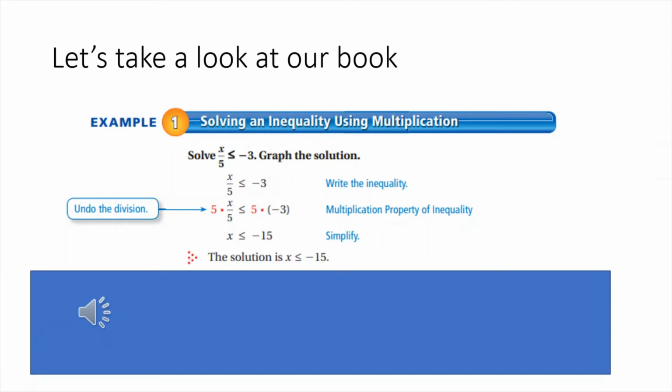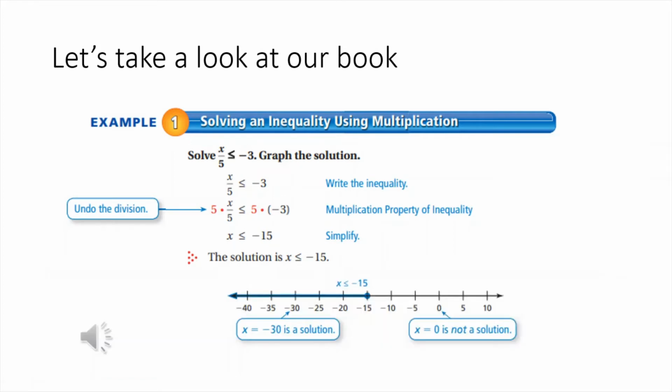Our book wants to make it a point to let you know whenever you've solved a problem or whenever you've come up with a solution. And at this point, since there are no other like terms and there's nothing else next to the x, we have our solution, and it is x is less than or equal to -15. What we need to do now is graph it on a number line.